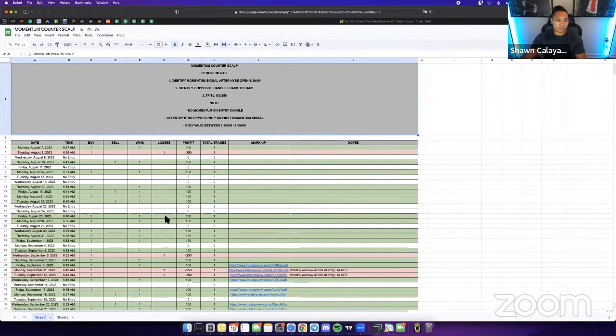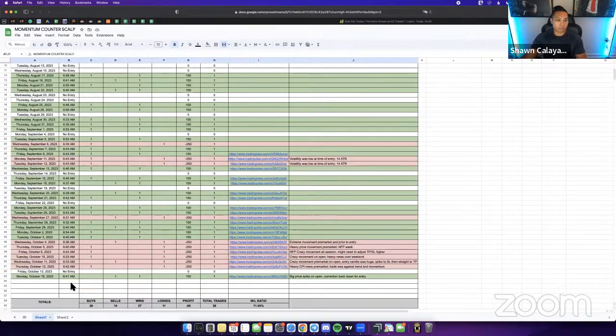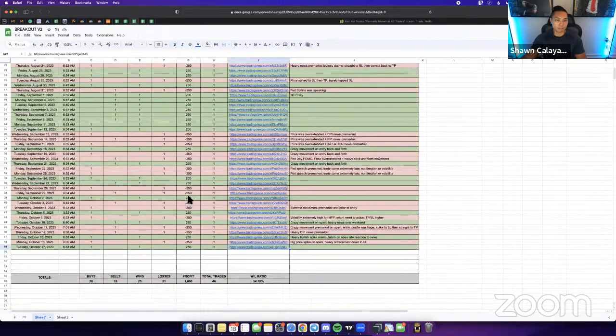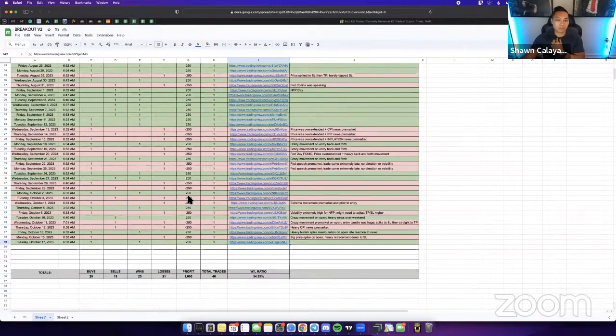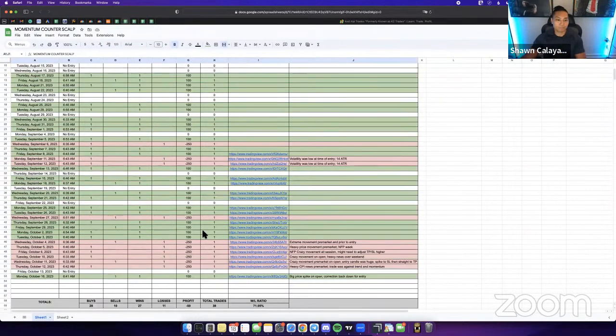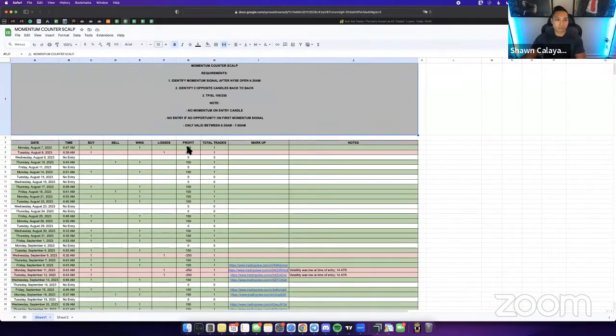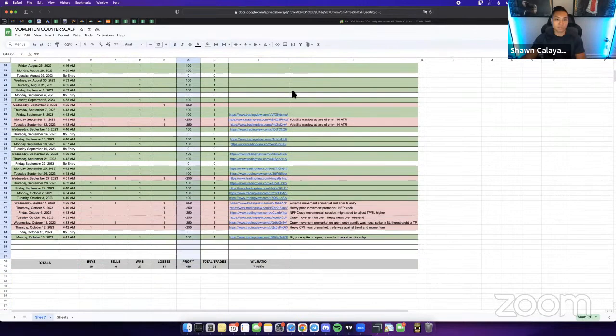We've already done almost a 3-month test: August, September, October. We'll probably continue testing this up until the end of October, and then we'll determine which ones we decide to use. The breakout V2 seems like probably the best option here, because it does have the highest win rate for the most part long term.